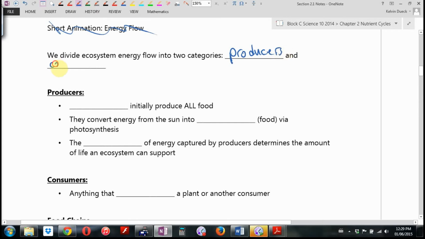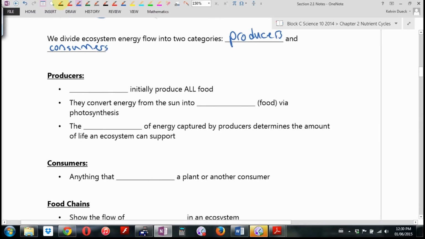We divide energy flow into two categories: producers and consumers. The main producer begins with the letter P. Plants. They initially produce all food. They convert energy from the sun into carbohydrates, simple sugars, food, via photosynthesis. If that wasn't there, nothing else would happen.